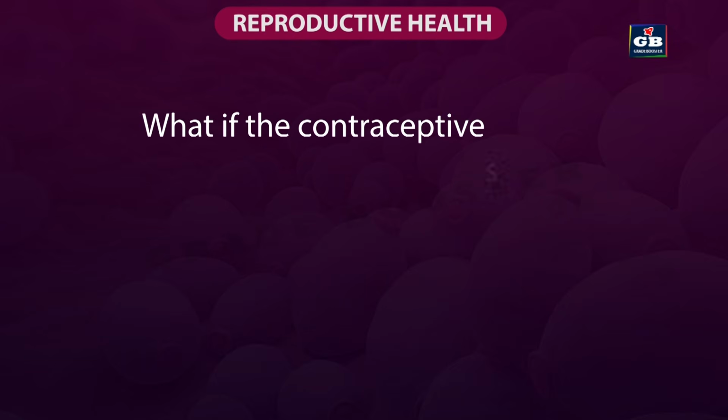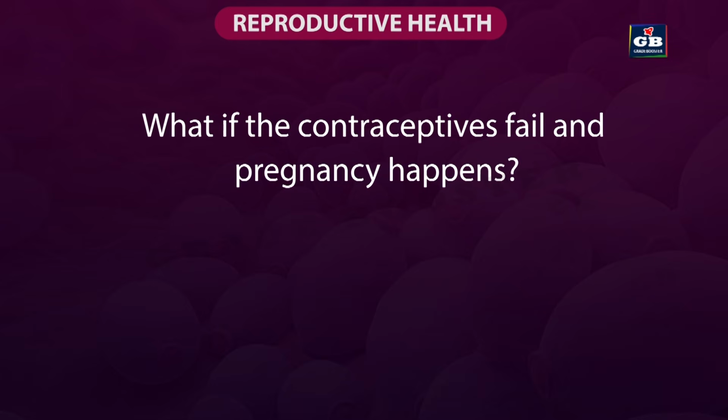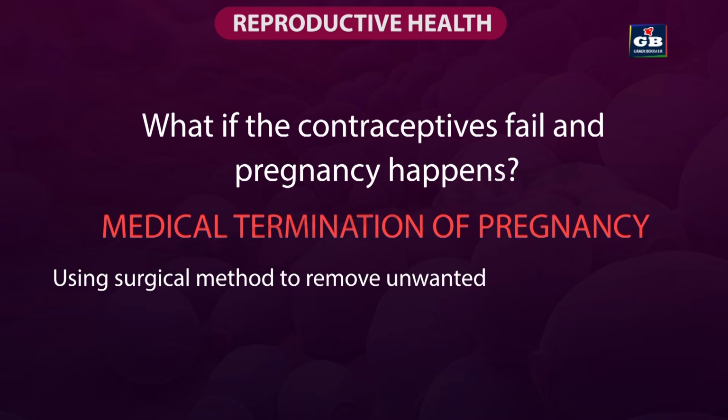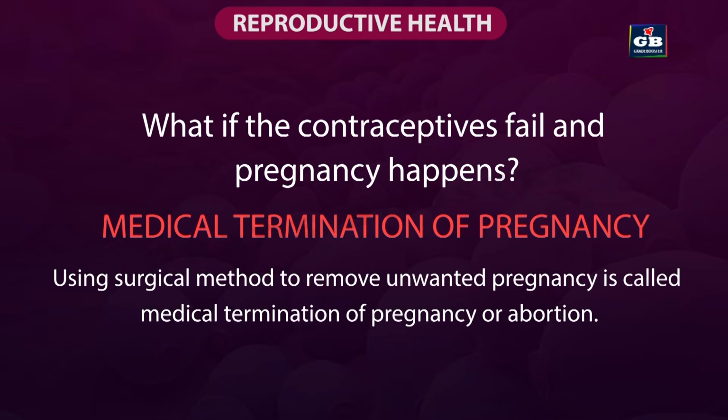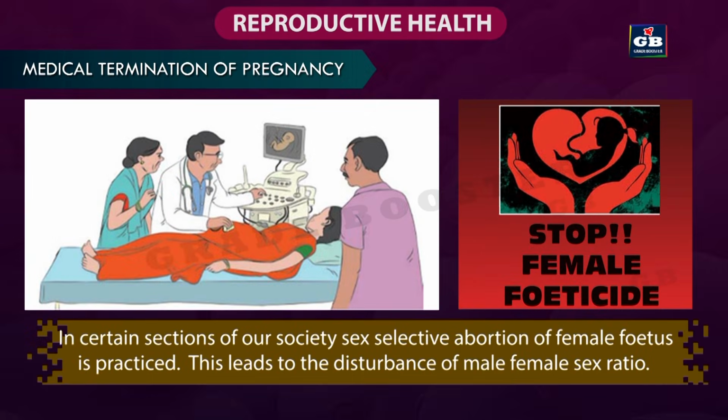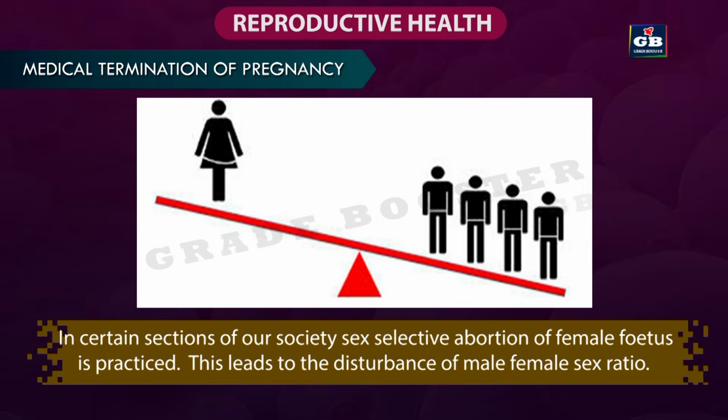What if the contraceptives fail and pregnancy happens? Medical termination of pregnancy. Using surgical methods to remove unwanted pregnancy is called medical termination of pregnancy or abortion. In certain sections of our society, sex-selective abortion of female fetus is practiced. This leads to the disturbance of the male-female sex ratio in the population.